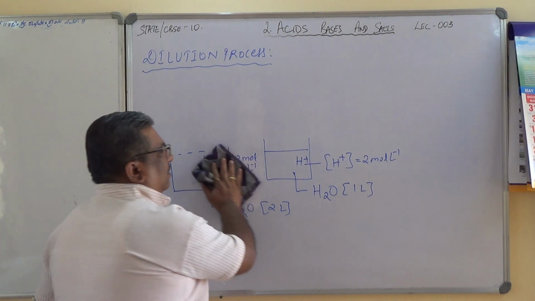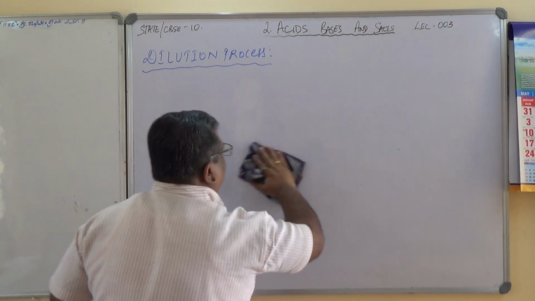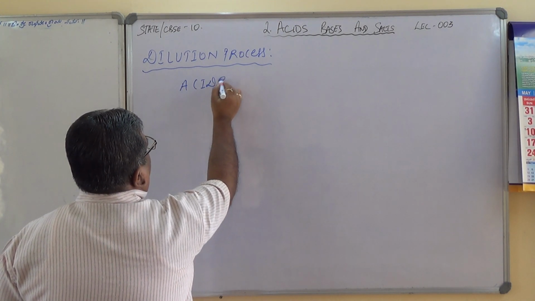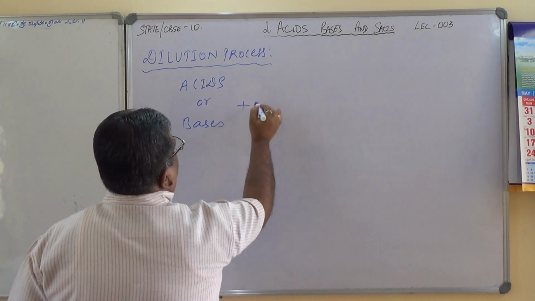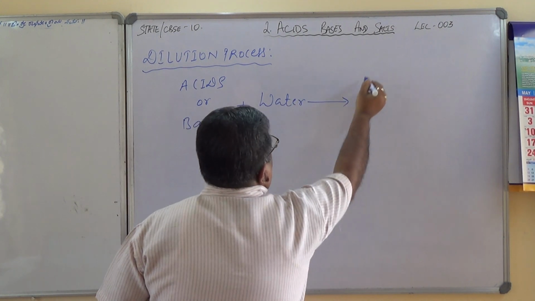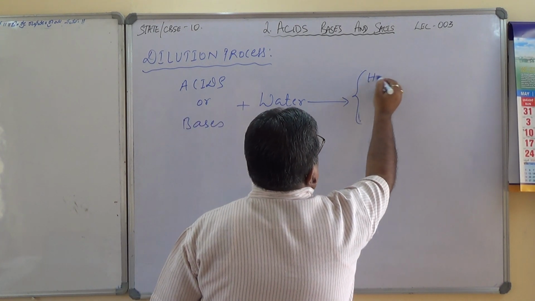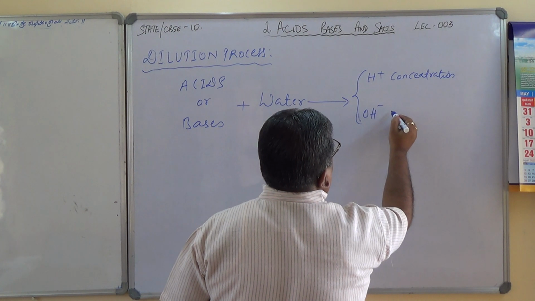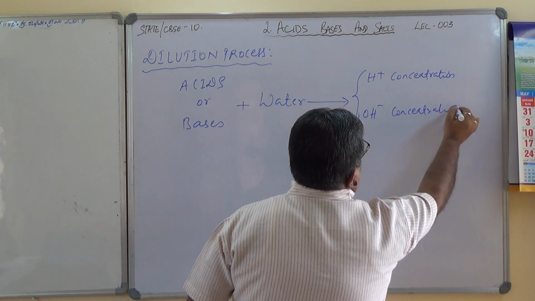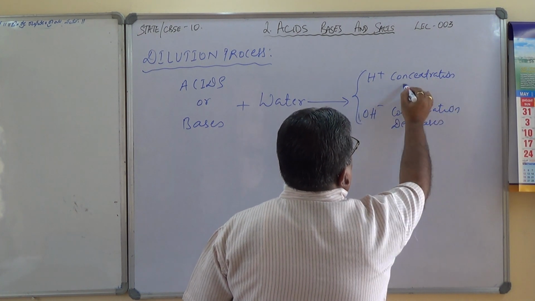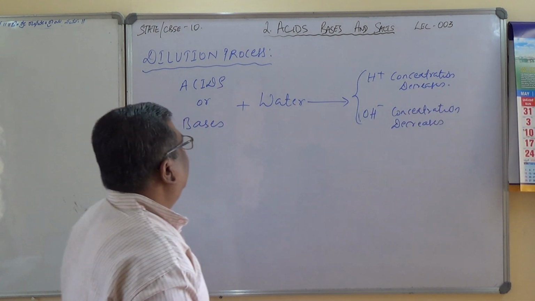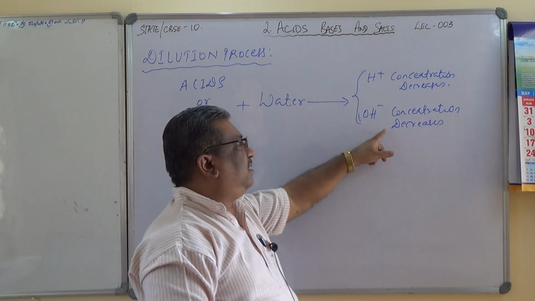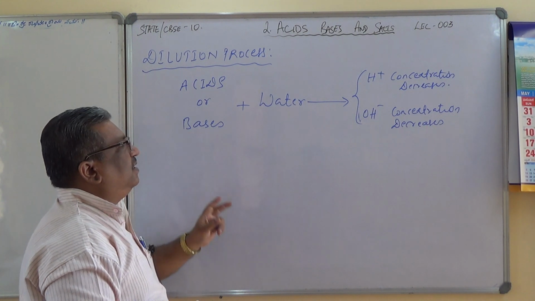So what do you think is a dilution process? See, when acids and bases are dissolved in water, the resulting H plus ion concentration and OH minus ion concentration decreases. Here also it decreases. So when acids or bases are dissolved in water and thereby result in decreased concentration of H plus ions in case of acids and decreased concentration of hydroxide ions in case of bases, it is called a dilution process.